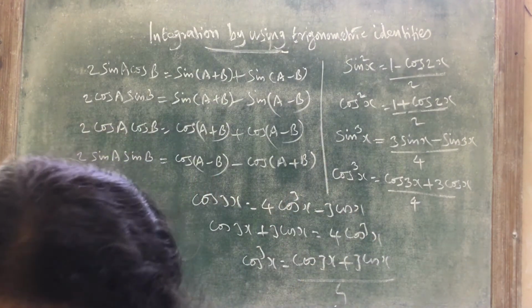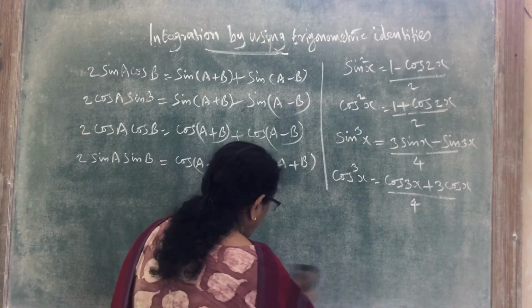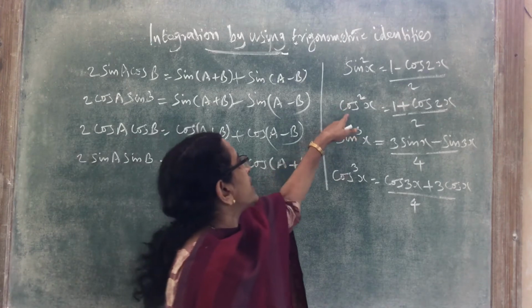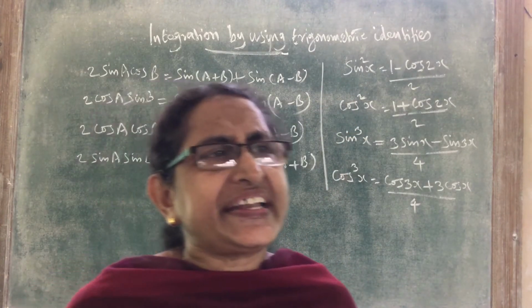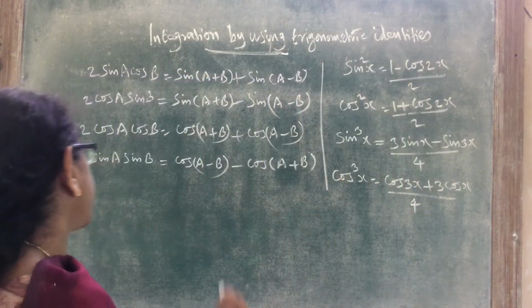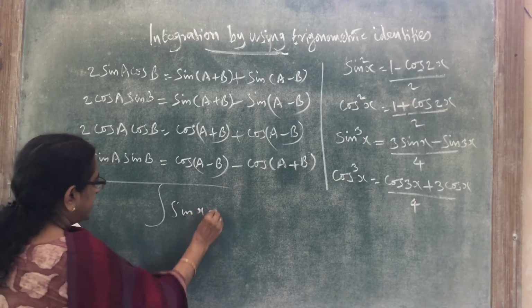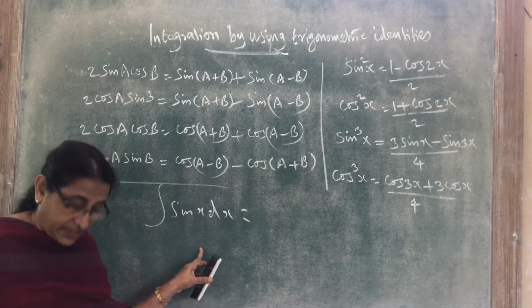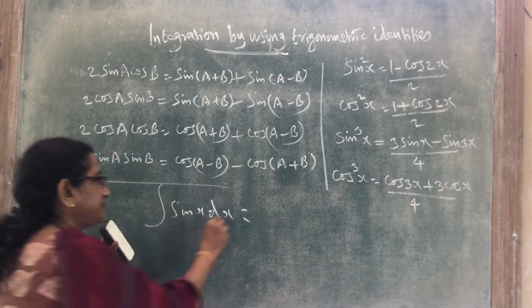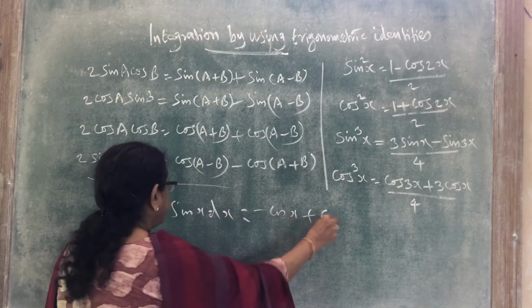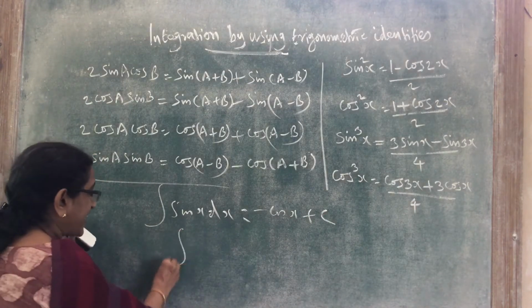So we use these identities to find the integral of cos cube x, sin cube x, cos square x, sin square x. See, we know the integral of sin x. What is the integral of sin x? Integral of sin x equal to minus cos x plus c. So the integral of sin x is minus cos x plus c. What is the integral of sin 2x?